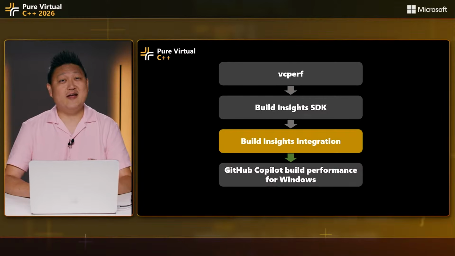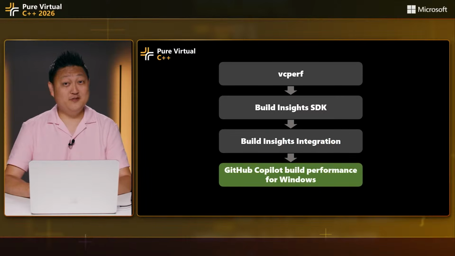And this year, we're adding the next layer. GitHub Copilot Build Performance for Windows. It sits on that same trusted foundation by putting an AI-powered build engineer on top of the process. You can now steer in plain language. All this is possible with Microsoft C++ Build Tools Trace Capture Technology, VC-Perf. It works for both CMake and MSBuild projects building with MSVC.